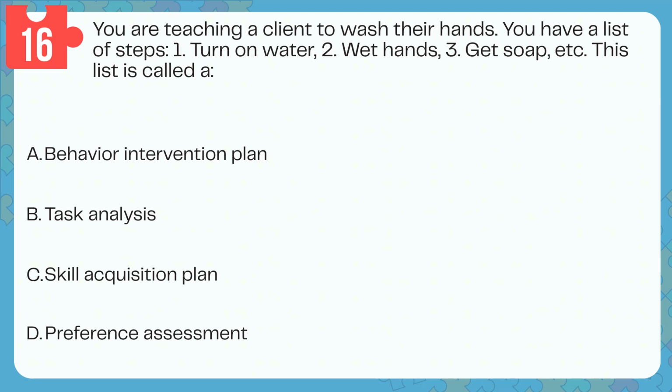You have a list of steps. 1. Turn on water. 2. Wet hands. 3. Get soap, etc. This list is called A. Behavior intervention plan. B. Task analysis. C. Skill acquisition plan. D. Preference assessment.